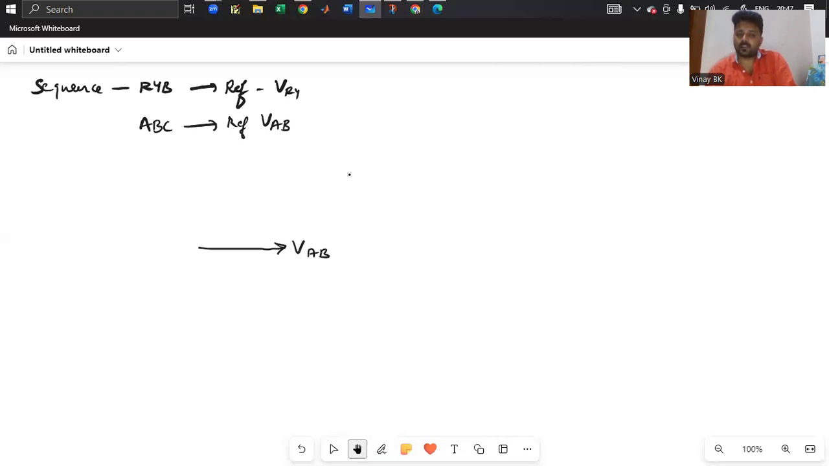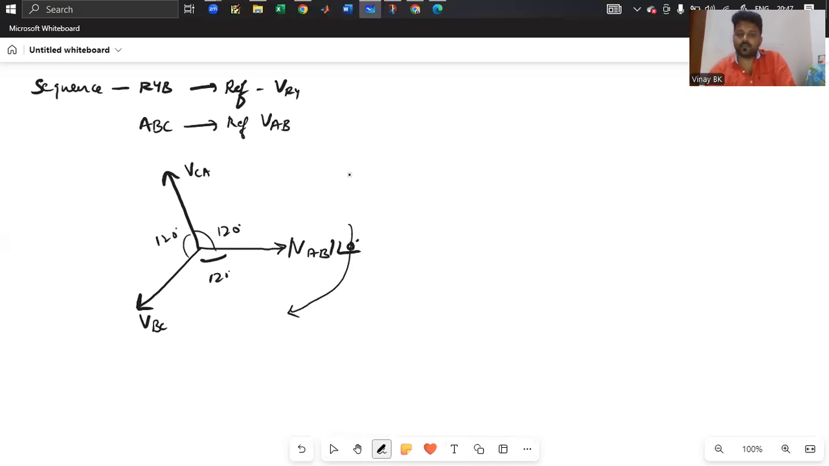Sequence is ABC means you need to write the sequence in the form of clockwise. VAB, the next to the VAB is VBC, then VCA. All the three voltages are having 120-degree phase differences. Then how are we writing the values of voltages? This is VAB at an angle of 0 degree. The reference is VAB. VBC at an angle of minus 120 degree because VBC lags VAB at an angle of 120 degree. Similarly, VCA at an angle of plus 120 degree or minus 240 degree.